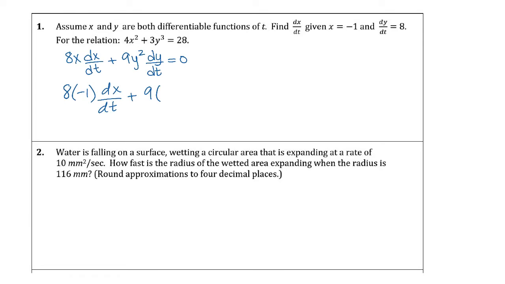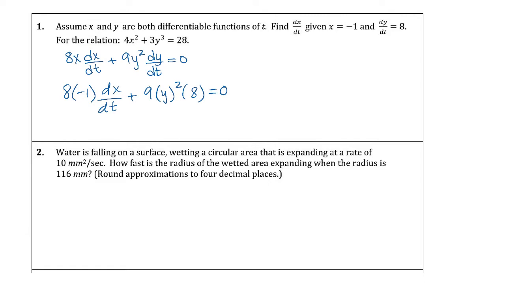Were we given a y value? We were not. So we have y squared. We'll have to go find that value. But we were told dy/dt is 8. And all of this equals 0. So in order to find what our y value is, we're going to have to plug in -1 for x.